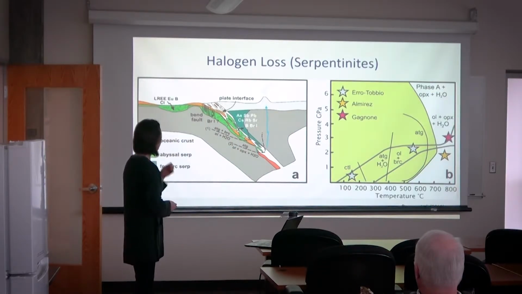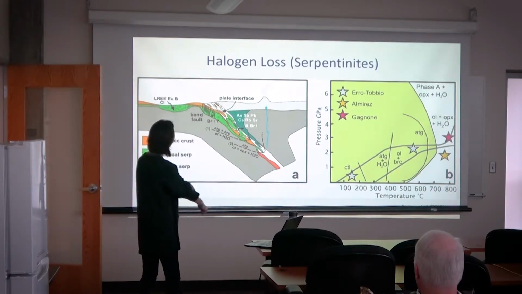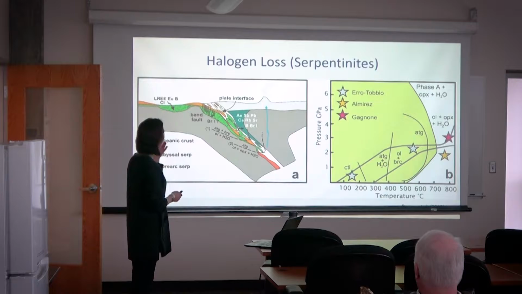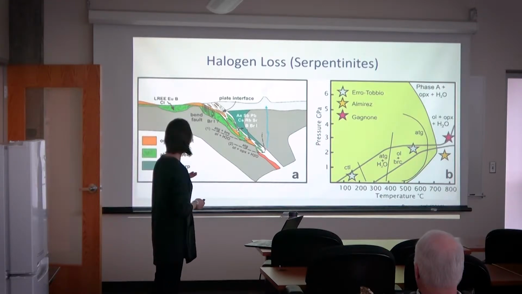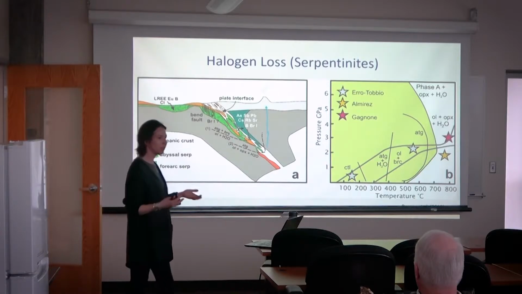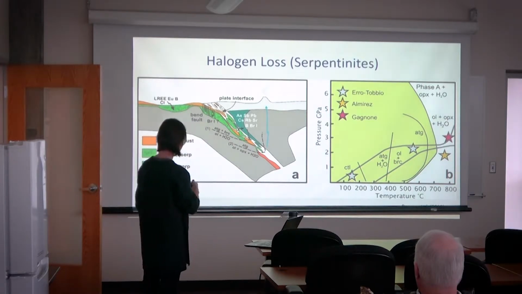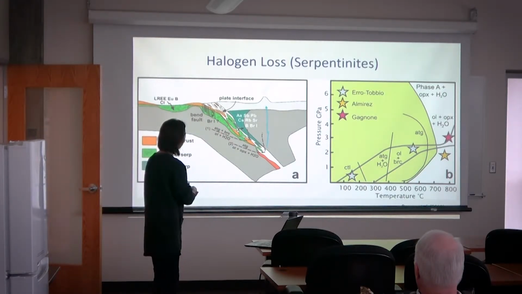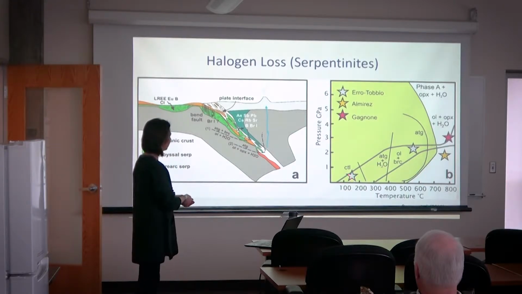So this is some work. This is a figure from a recent review paper that was put together by Marco Scambelluri. He's looking at halogen loss from serpentinites. We have our abyssal serpentinite, which can have high concentrations of chlorine and iodine. As it gets subducted, you go through these different phase transitions. Here's temperature on the x-axis, pressure on the y-axis.